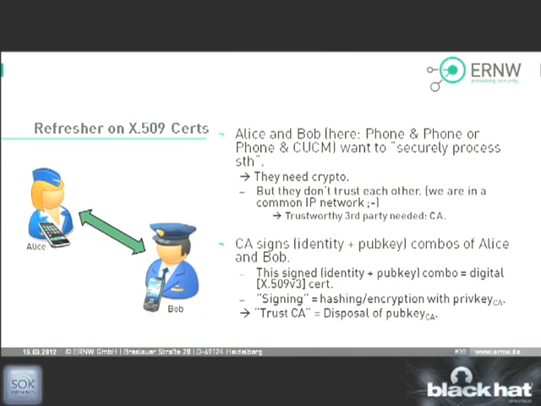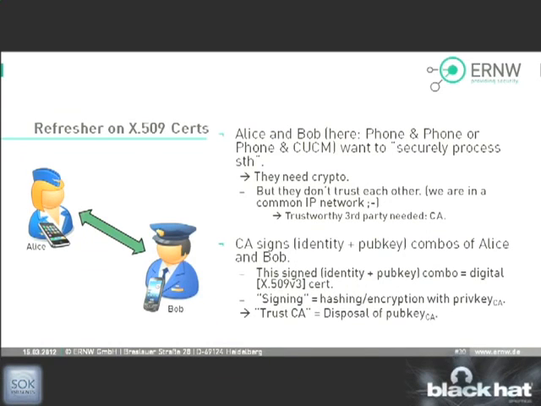Short refresher on certificates. Say there's two entities, Alice and Bob. Alice and Bob want to do something securely with each other. They use crypto. One approach can be to use asymmetric crypto, but then there has to be some exchange of keys. And let's assume Alice and Bob are in a shared IP network. They might not trust each other in the first place. So they need a trustworthy third party, a CA, certificate authority. And once this CA comes into place, this CA can sign, by some cryptographic operation, the combinations of identity plus public keys of the involved parties.